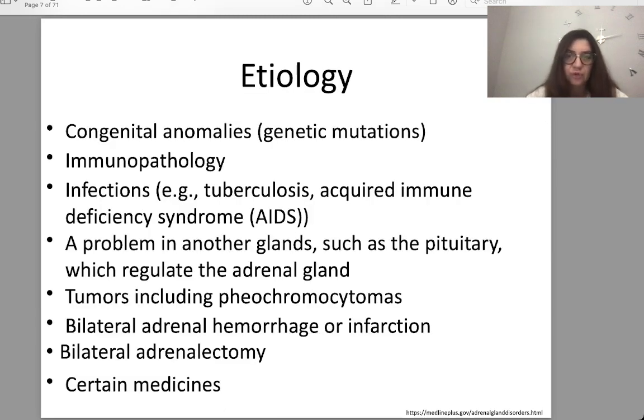Etiology. First of all, as we said, they can be congenital: different genetic mutations can lead to adrenal gland diseases. It can be immunopathology. Adrenal gland problems can be a result of different infections, most often tuberculosis or acquired immune deficiency syndrome, AIDS. A problem in another gland, such as the pituitary, which regulates the adrenal gland, can lead to an adrenal gland problem.